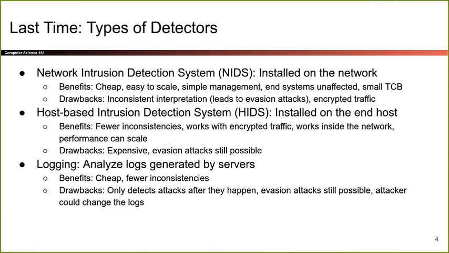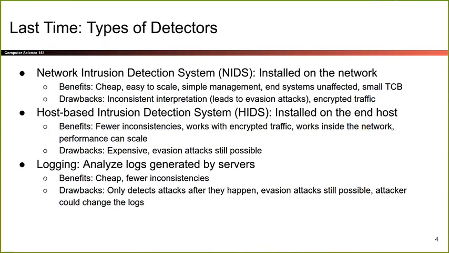So we talked about there's something called a NIDS, or network intrusion detection system. These are installed on the network. So a single NIDS is enough to cover an entire local network because every single packet from the network going to the internet will pass through the NIDS, and every packet from the outside internet into the network will pass through the NIDS. So the NIDS will monitor everything, and the benefits here are it's a single device for the whole network. So that makes it cheap, it's easy to scale, there's simple management because you just manage a single machine. It doesn't have to touch any of the end systems in the network, and you have a small TCB that you have to trust. So that's good.